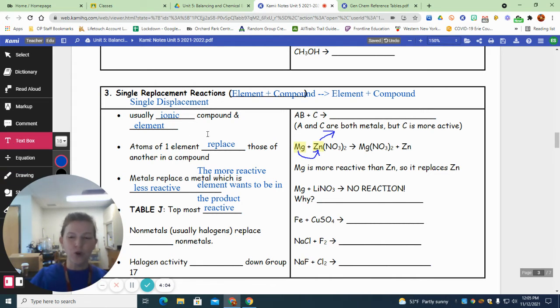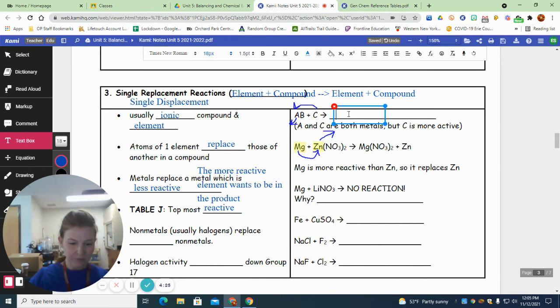So the general formula here: if we have AB, which is a compound, plus C, which is an element, and they tell us that A and C are both metals, but C is more active, more reactive, it's going to come in and kick out the A. It's going to come over, kick that out, and take its place. So my products here would be CB plus A.